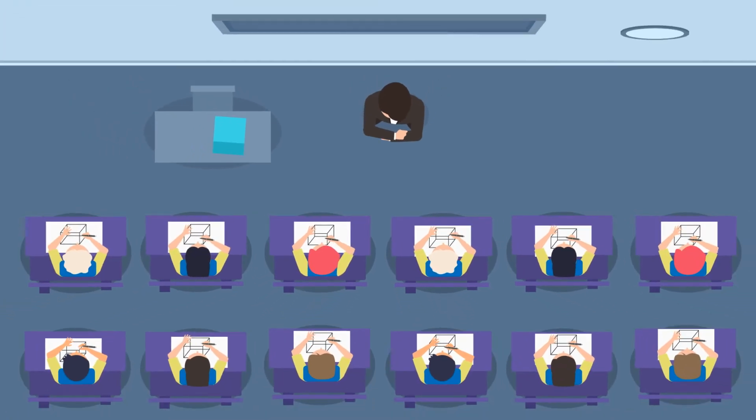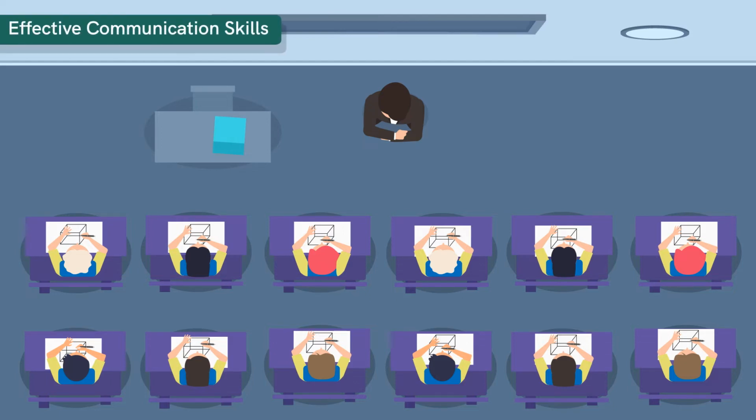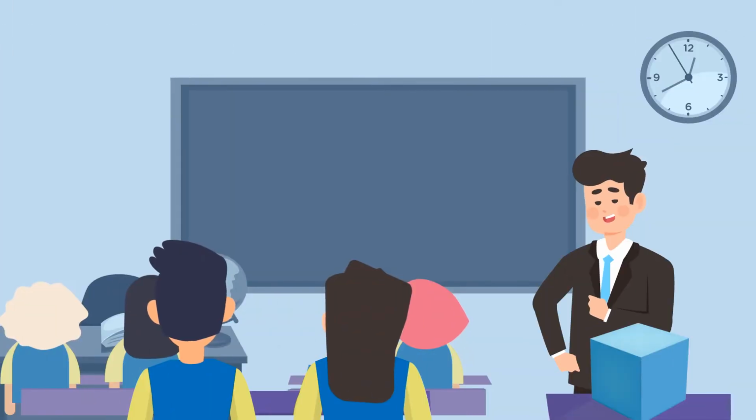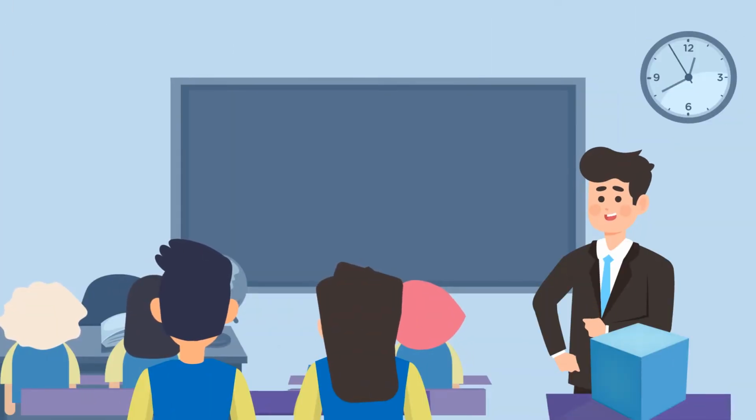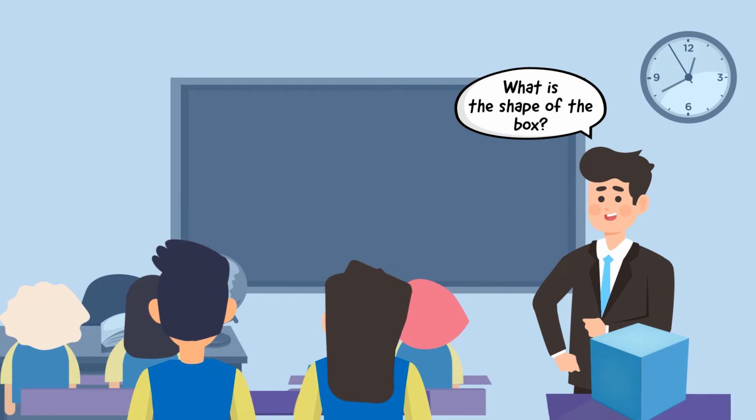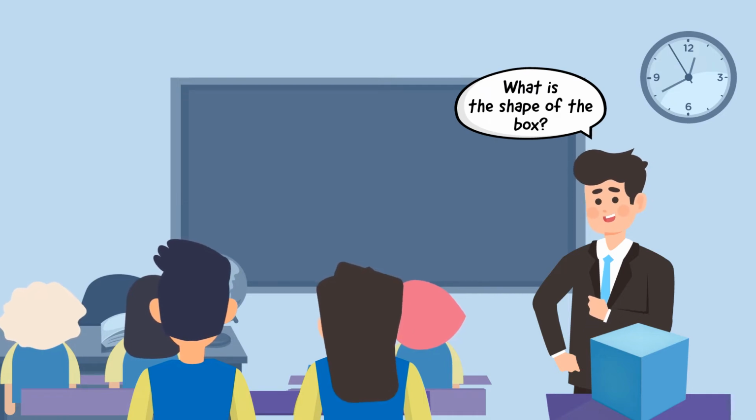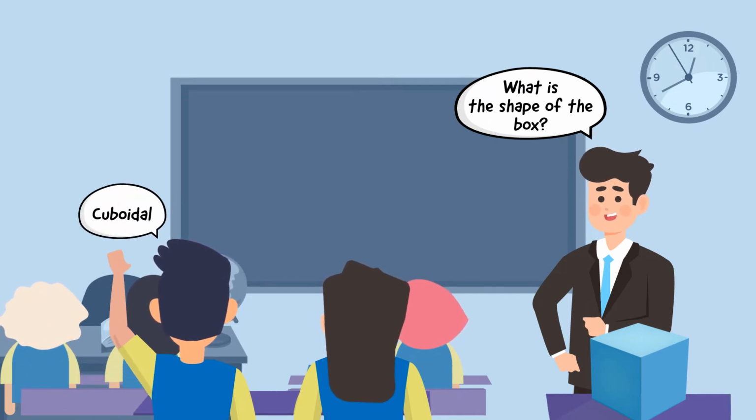Once the students are done drawing, it's time to inquire with them about the 3D shapes. Holding the conversation with our students is important as it aids in developing their effective communication skills. While pointing at the box on the table, let's ask, "What shape is this?" The students may respond by saying, "Cuboid."